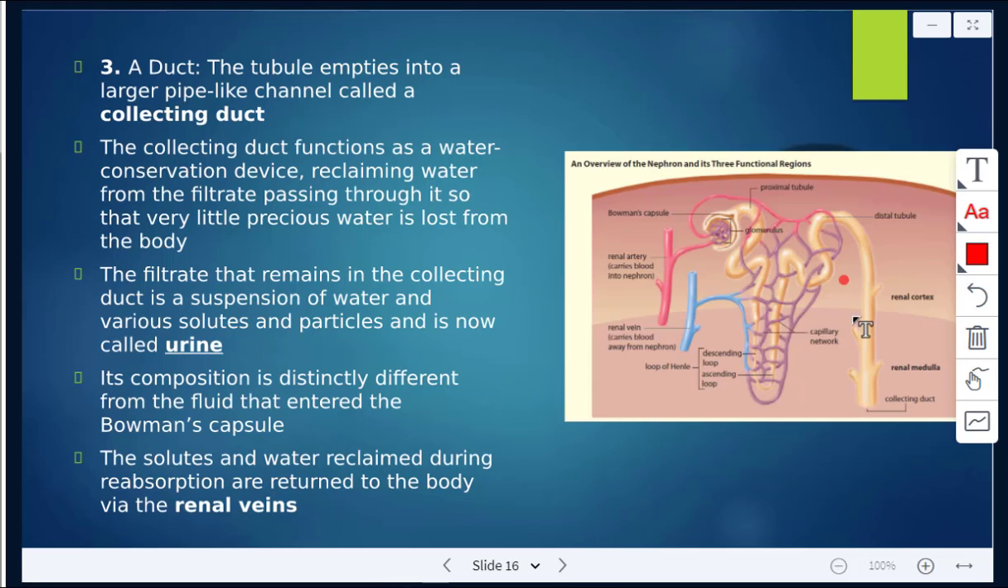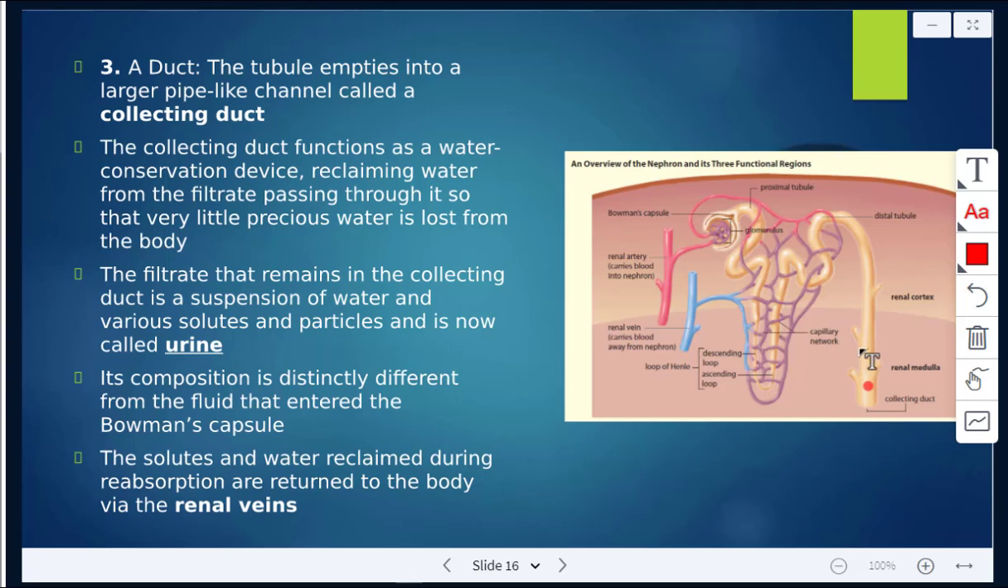And lastly is this duct. So after the distal tubule, we get to this duct here. It's called a collecting duct. So the tubule empties into this larger pipe-like channel. It's called a collecting duct. And this collecting duct, it functions as a water conservation device, reclaiming water from the filtrate passing through it so that very little precious water is lost from the body.